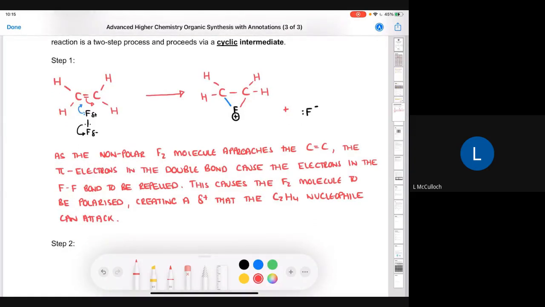Now, just as a kind of other wee aside, sometimes you'll see the positive charge on the fluorine drawn where I drew it there. Other times you'll see the positive charge on the fluorine drawn in the middle there. It's the same thing. Just depends on the diagram at the time. So you might see both, but ultimately it makes no difference. Okay.